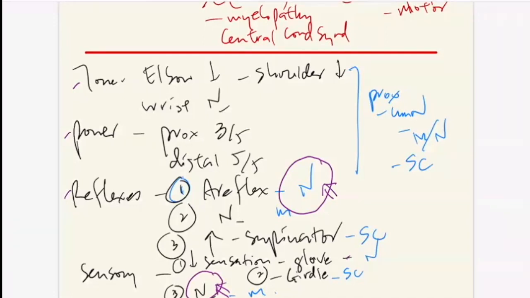Okay. Any differential? My other differential would probably be a myopathy. Could it be a myopathy? Could still be, but my reflexes are areflexic. Yes, so that would be more supportive of peripheral nerve. Okay, correct. Yes. Okay, good.